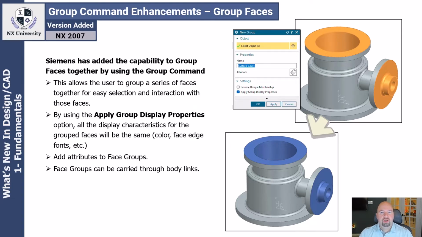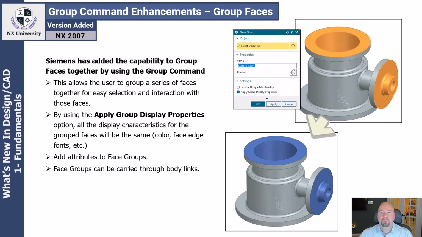So the first item we're going to look at here is the group command enhancements, group faces, and this was released in NX 2007. So Siemens has added the capability to group your faces together by using a group command. This allows users to group a series of faces together for easy selection and interaction with those faces at a later point in time. It's very easy to apply these different groups.